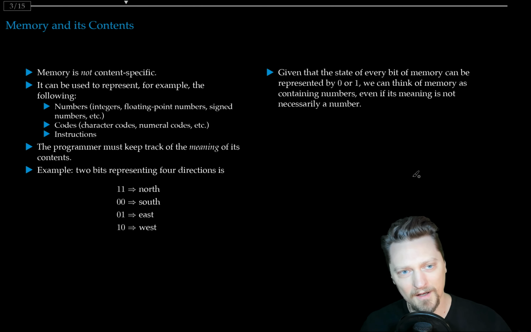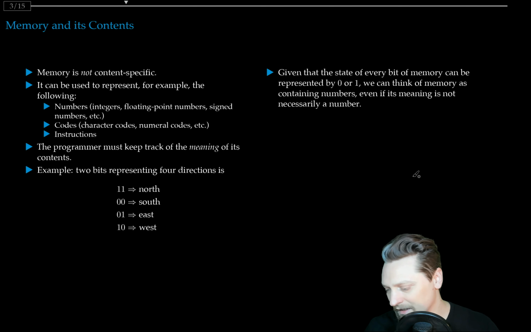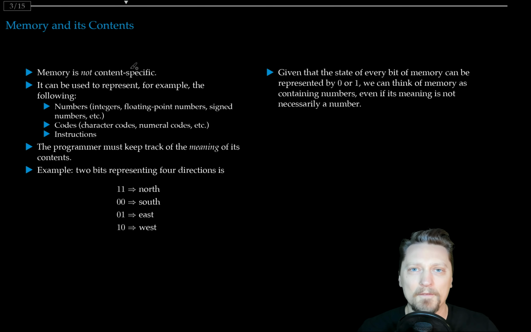Okay, memory and its contents. Memory is not content specific. It doesn't have to represent anything specific. It can be used to represent, for example, the following: numbers, like integers, floating point numbers, signed numbers, etc. It can also be used to represent codes, like character codes and numeral codes that we're familiar with and that we will also introduce in this lecture as well. And then also instructions. The programs that we write will be stored as instructions in memory.